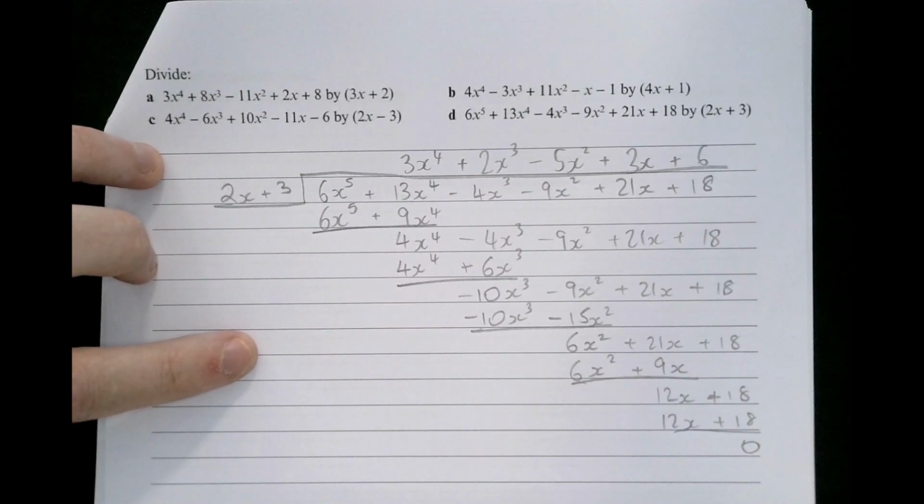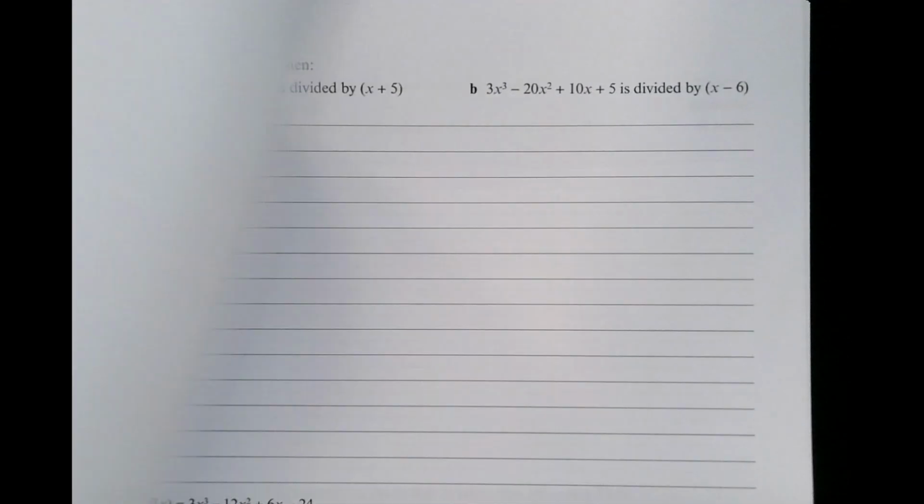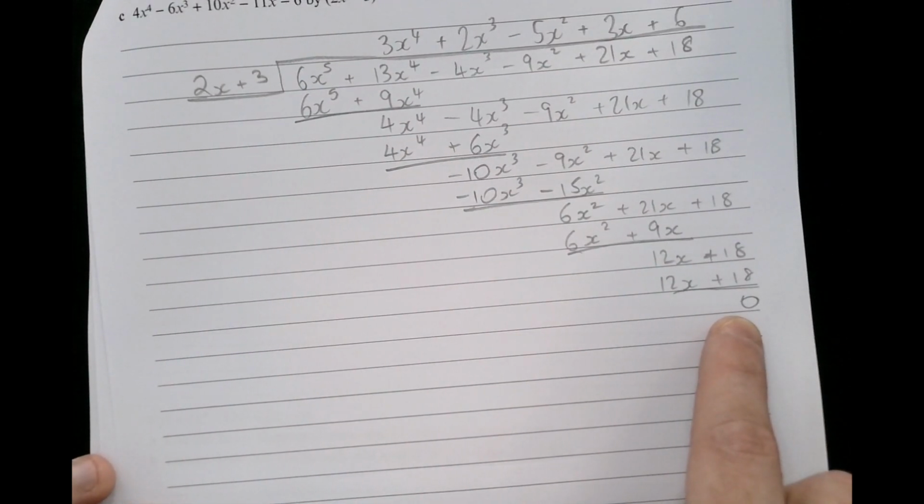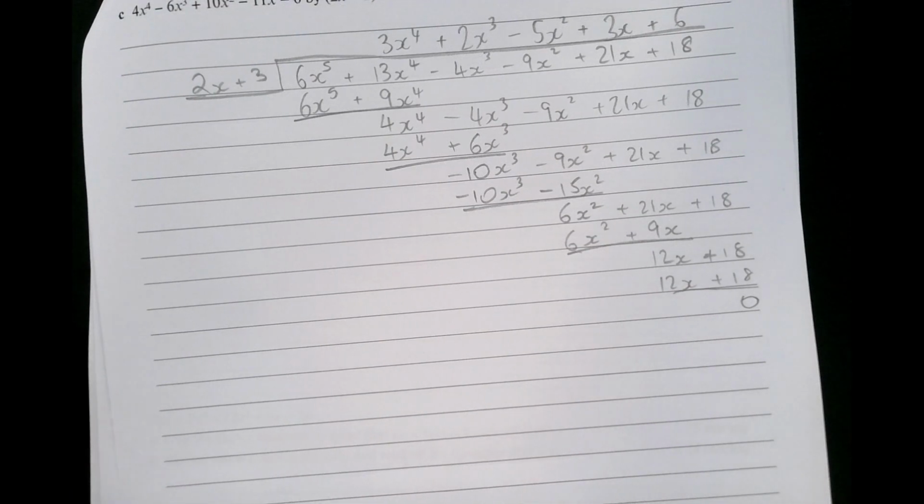So it's a lot of doing the same thing repeatedly. Pay particular attention to this subtraction step and you'll be okay with some practice. Find the remainder. What the remainder is, if this isn't the same at the end, then that's not a 0, that's the remainder.